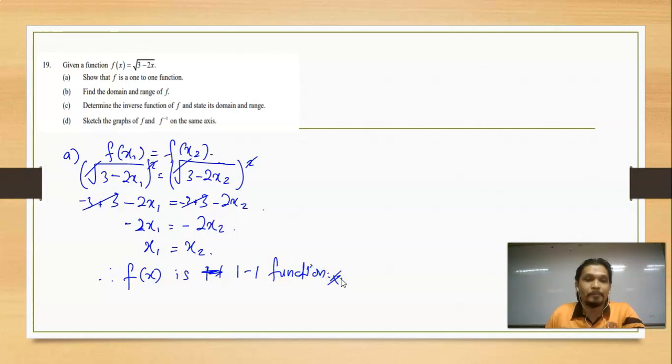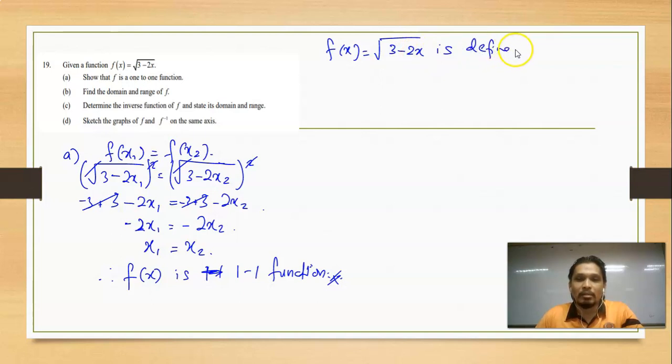So to find the domain and range of f. f(x) equals square root of 3 minus 2x is defined when 3 minus 2x, the expression inside, is greater than or equal to 0. So from here, 3 minus 2x is greater than or equal to 0.